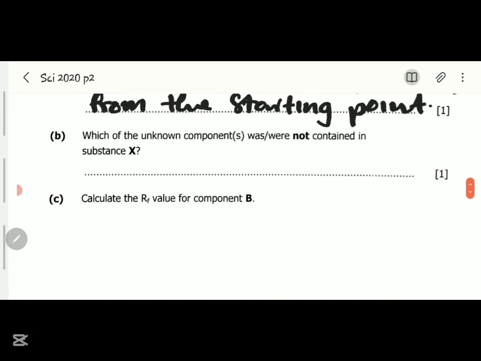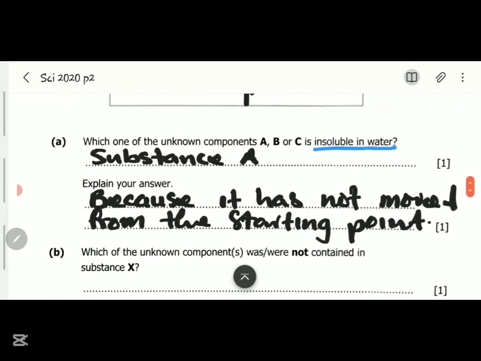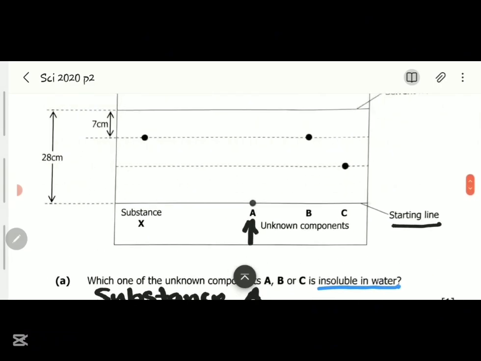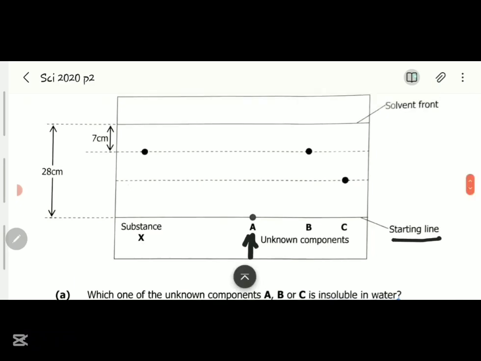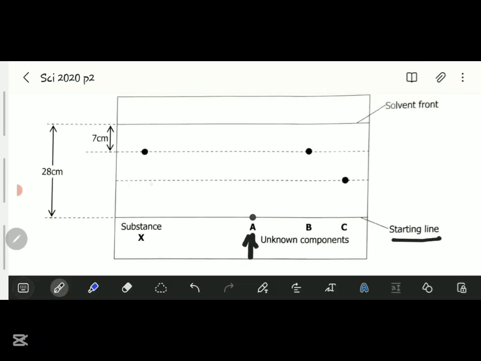Which of the unknown components was or were not contained in substance X? So it means that we are looking for a substance whose dot does not fall in the same line as any dots in X. So what we're going to do is we are going to start, so substance X, so the first dot is in line with the dot for B. So this one, B is contained.